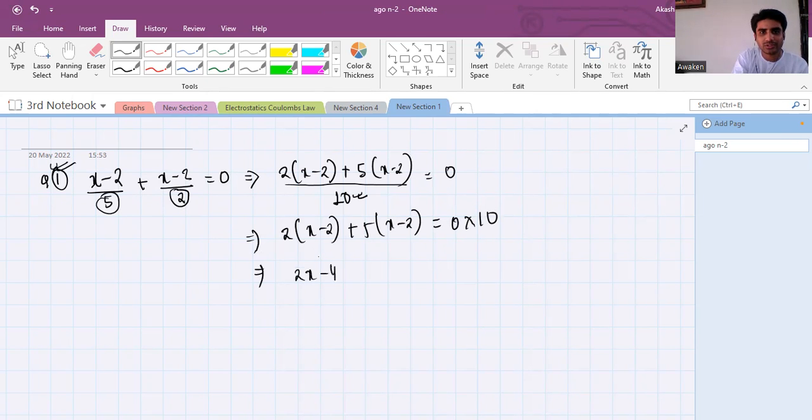So if we open the brackets, 2x minus 4. I hope you know how to open the brackets. 5x minus 10. So 7x is equal to 14, x is equal to 2. Final answer x is equal to 2, right? Got it? Yes, sir.